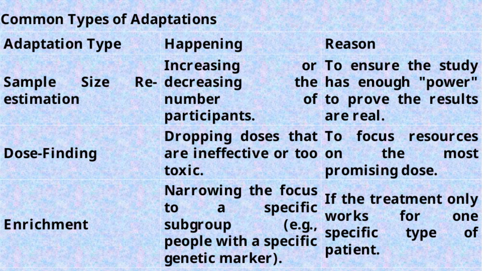This means narrowing our focus to a specific subgroup of patients, such as those with a particular genetic marker. If we know the treatment only works for certain types of patients, this helps us target those who are most likely to benefit.